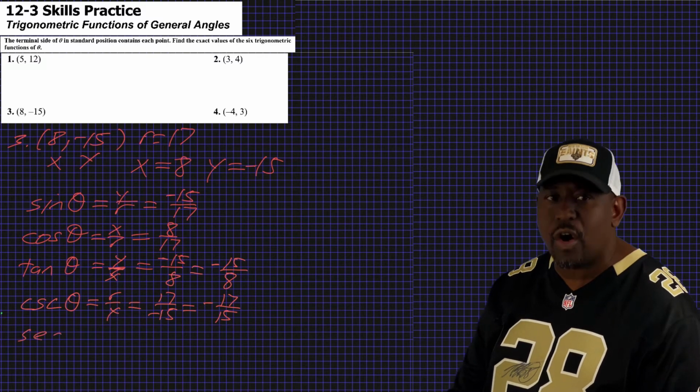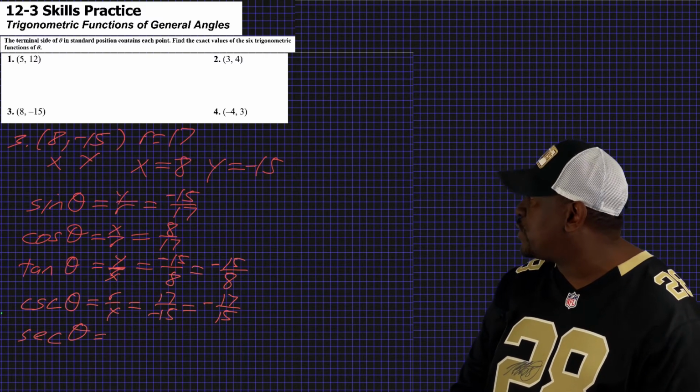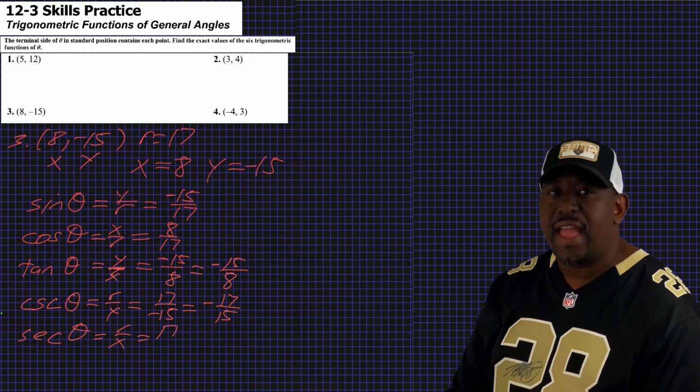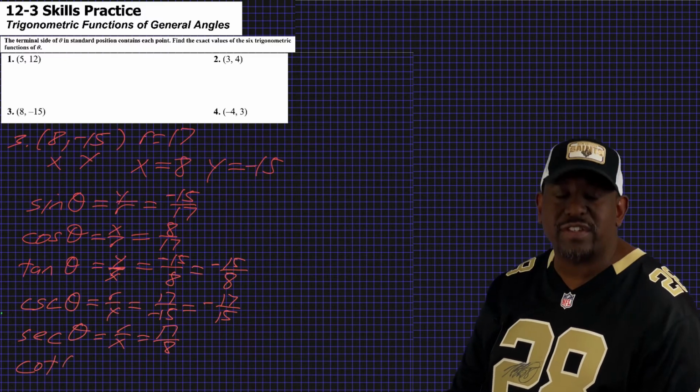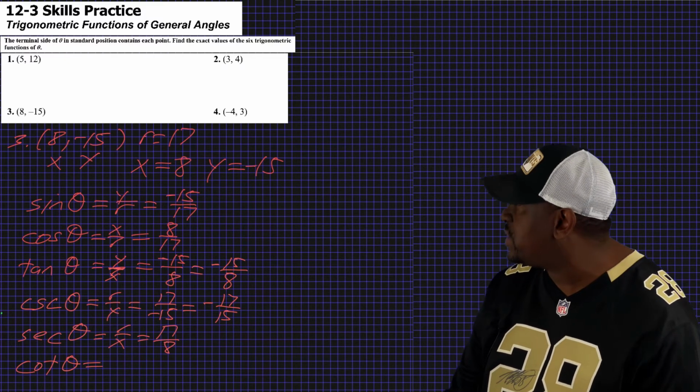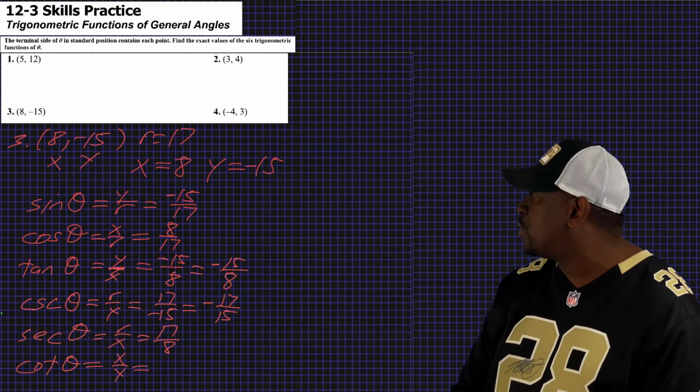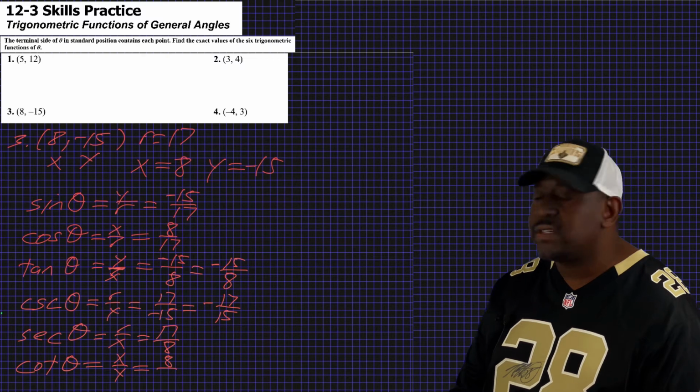And so for the secant theta, which is basically the reciprocal, which is r over x, our value will be 17 over 8. And then for our cotangent value, since it's the reciprocal of tangent, it will be x over y. We still want to write the formula, even though we're flipping it over. And so our answer will be negative 8 over 15.